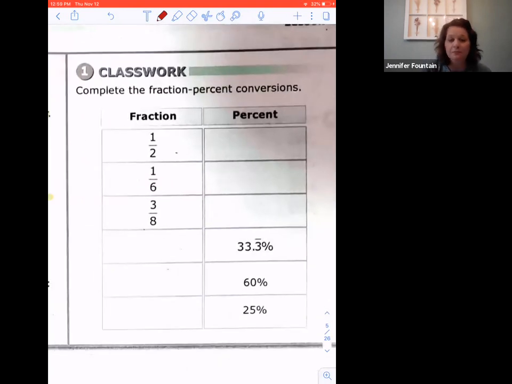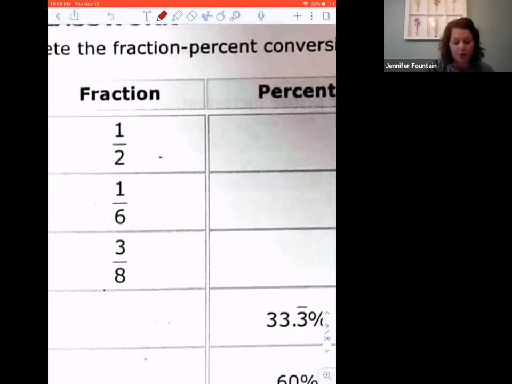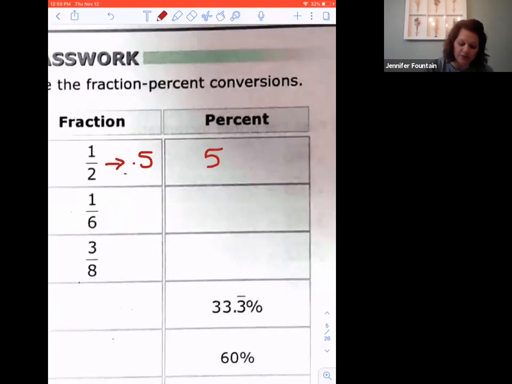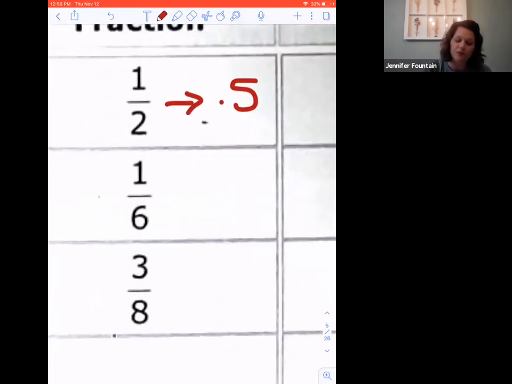So think about a fraction. Hopefully this is one that you know. A fraction of 1/2 is equal to, if I was going from fraction to decimal, 0.5. And so as a percent, it would be 50%. Okay, hopefully that's one that you just memorize.